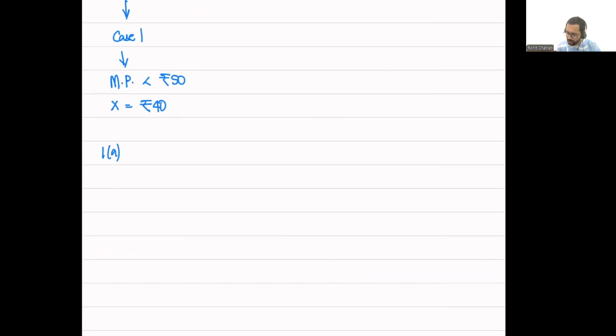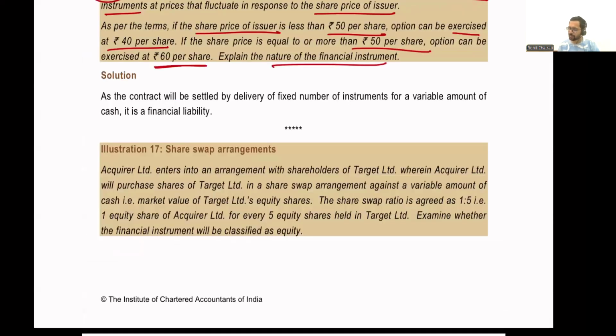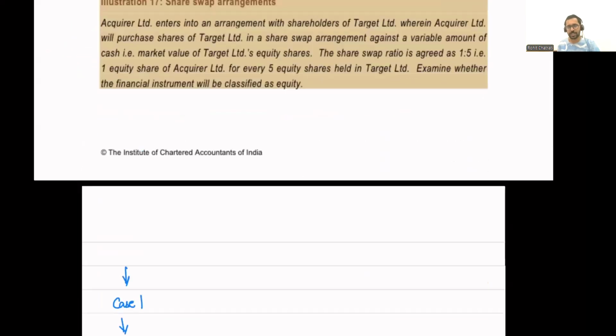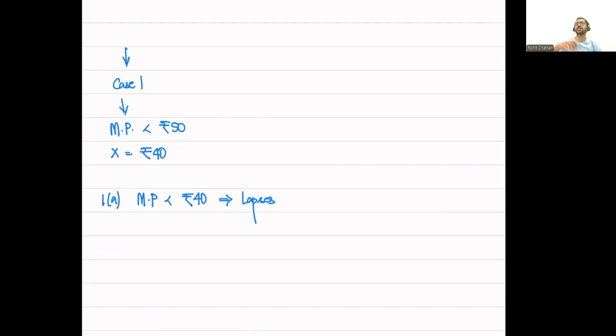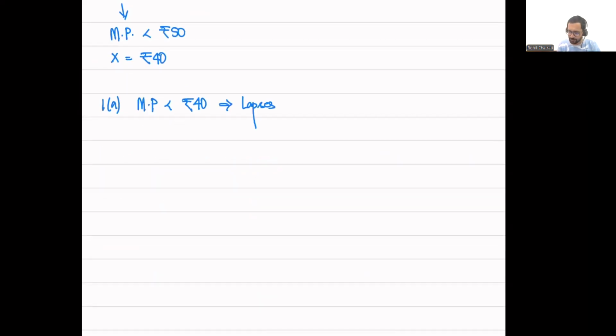Case 1A: if the market price is less than rupees 40, then the option lapses, because if let's say the market price is 30, then GT Limited will not exercise the option because it's available at 30 per share in the market. Why would it pay 40 to purchase the share? So if the market price is less than 40, it lapses.